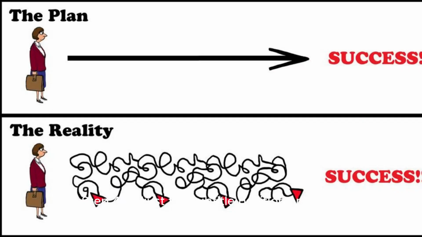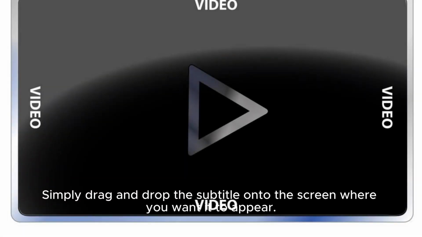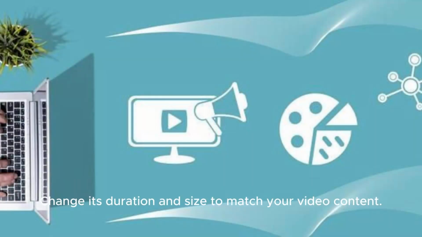Step 4. Adjust the subtitle position and size. Simply drag and drop the subtitle onto the screen where you want it to appear. Change its duration and size to match your video content.